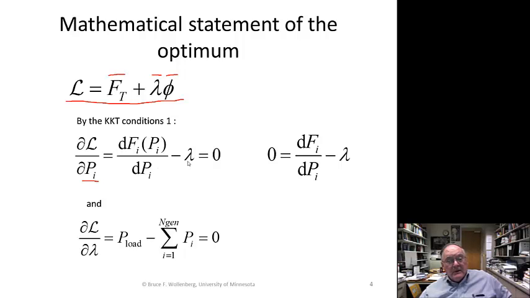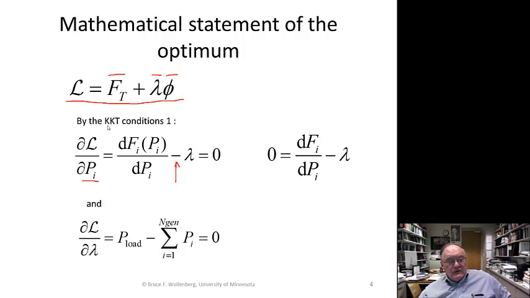Now here we've got minus lambda. Remember, this phi had a sum, and I really do like to have this minus sign in here, because then the condition that 0 is equal to dfi dpi minus lambda means that lambda is equal to the incremental cost. And when I pull lambda to the other side, the signs come out right. That's simply why I had that minus the sum here.